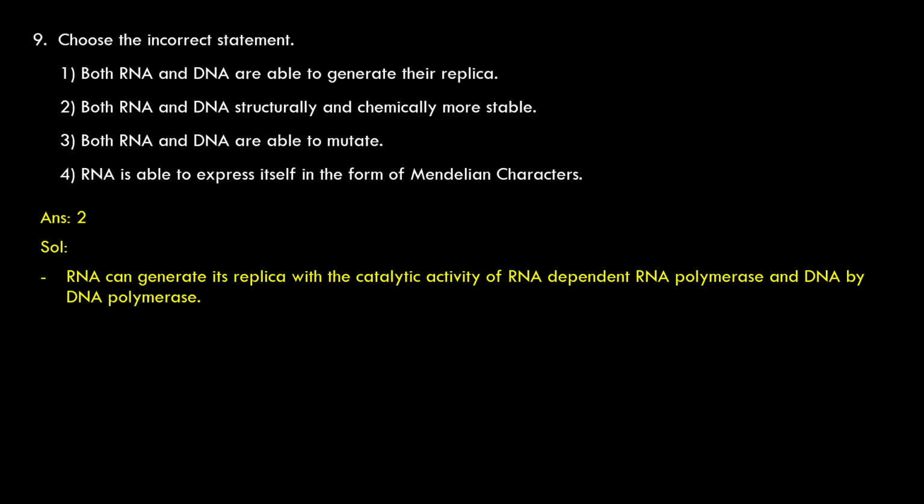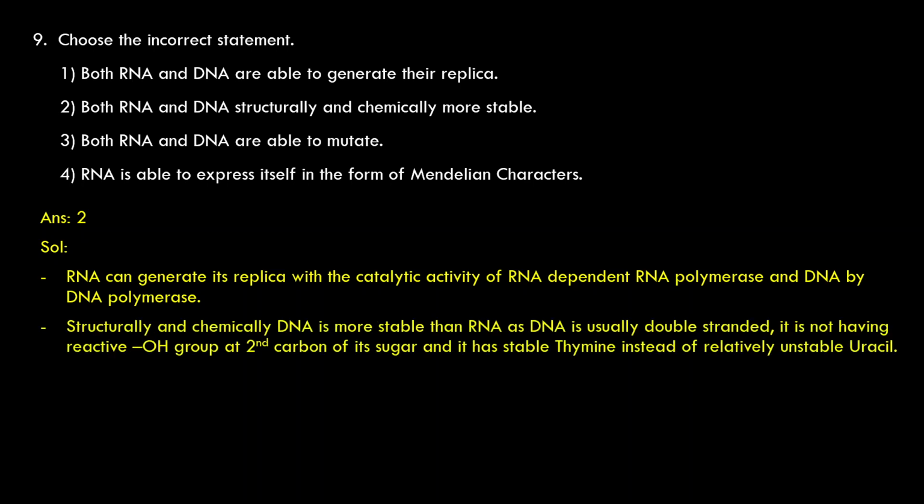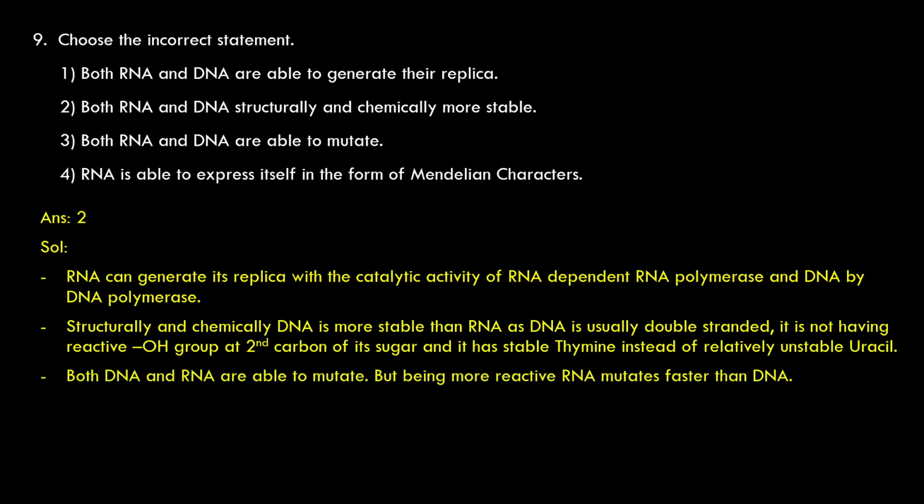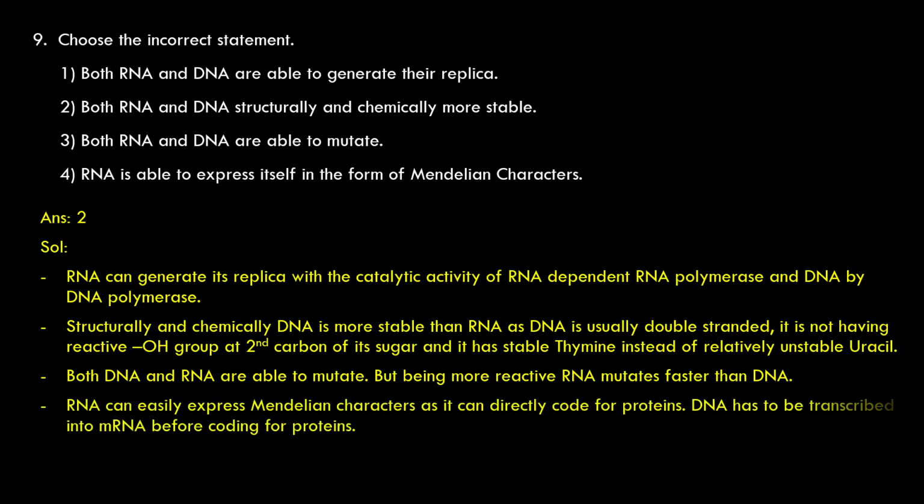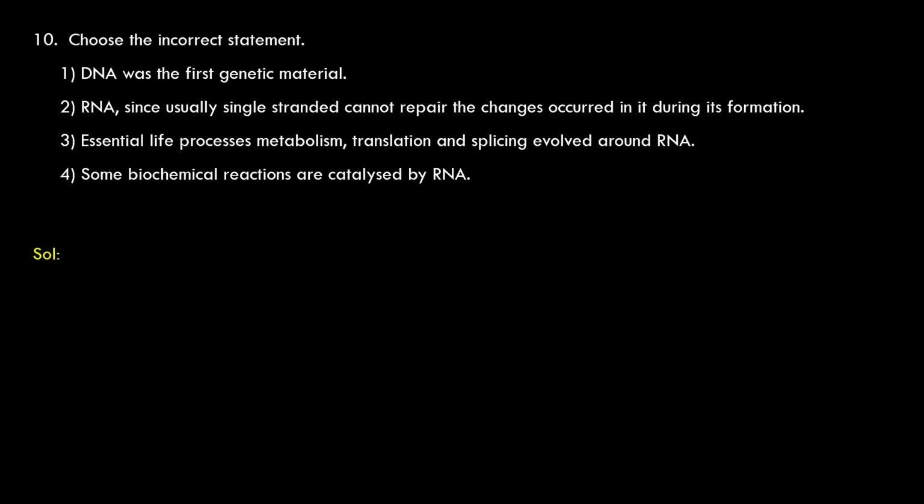Second. DNA can generate its replica with the catalytic activity of RNA-dependent RNA polymerase for RNA and DNA polymerase for DNA. Structurally and chemically, DNA is more stable than RNA, as DNA is usually double-stranded. It does not have a reactive OH group at the second carbon of the sugar, and it has stable thymine instead of relatively unstable uracil. Both DNA and RNA are able to mutate, but being more reactive, RNA mutates faster than DNA. RNA can easily express Mendelian characters as it can directly code for proteins. DNA has to be transcribed into mRNA before coding for proteins. Coming to the next question.